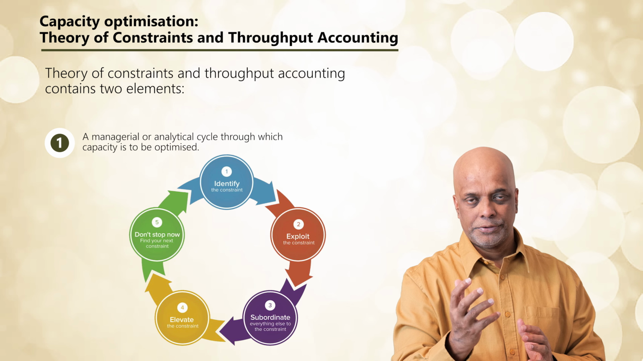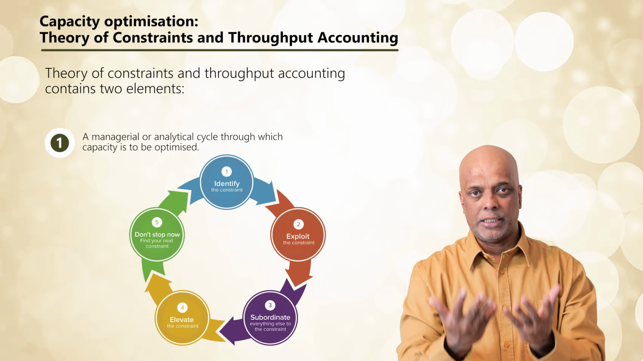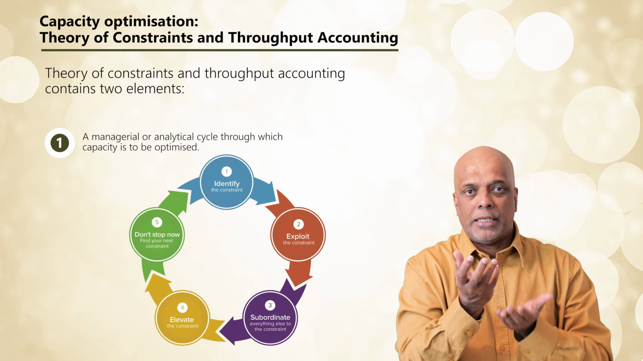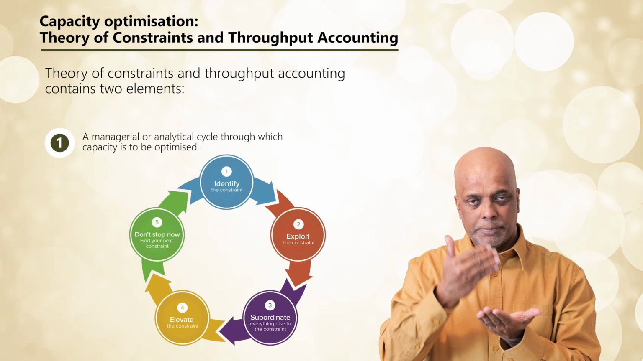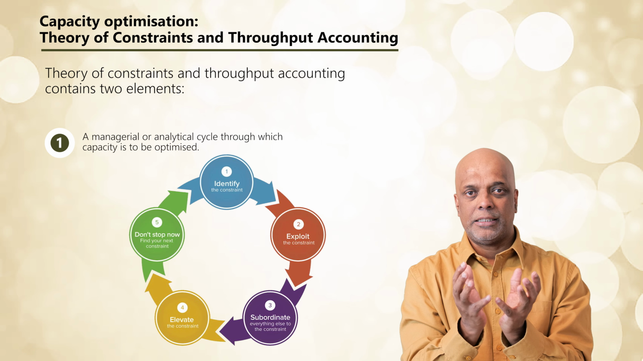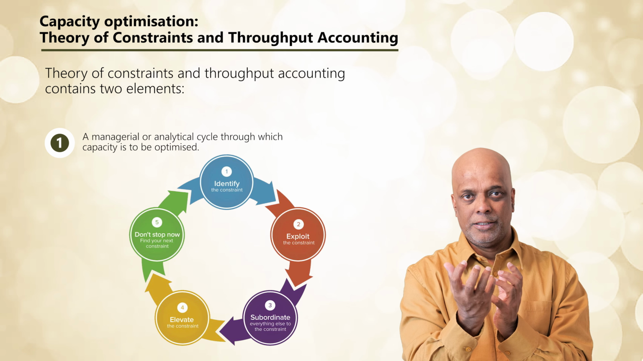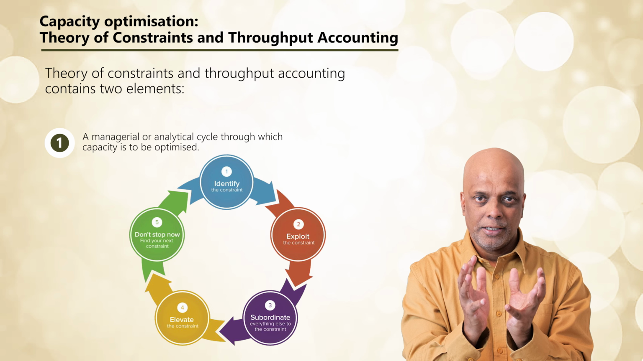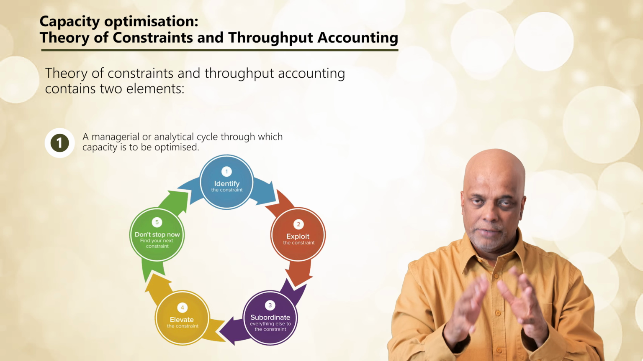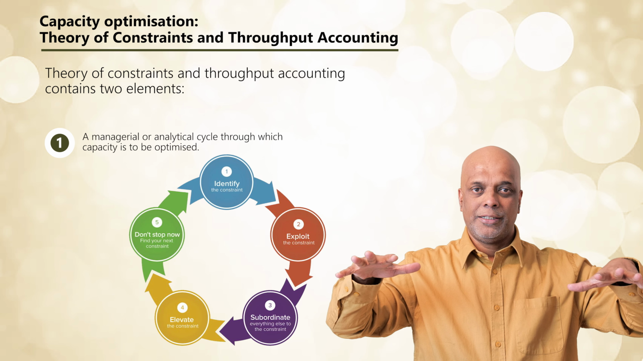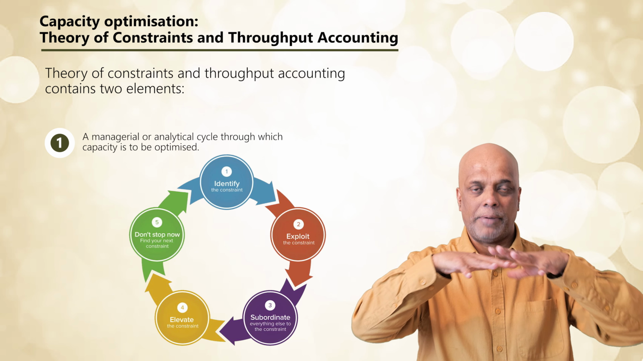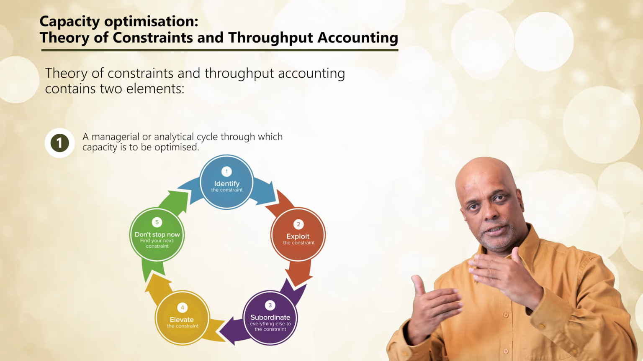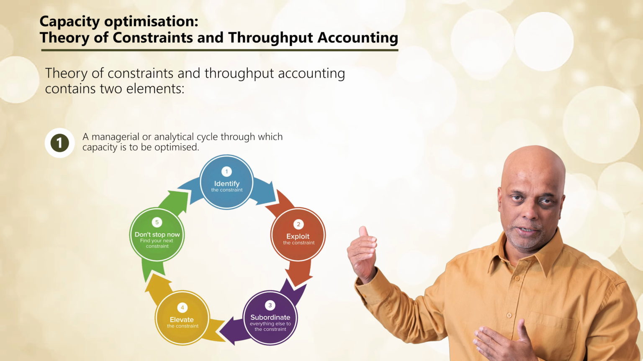And once that is done, then you have to think about ways and means of elevating the capacity of the bottleneck. Is there a specific way you can enhance the bottleneck capacity? So you have to think about investing in the bottleneck and increase the bottleneck capacity, because that will increase the total production capacity. And once you do that, you have to revisit the cycle again. That is step number 5.